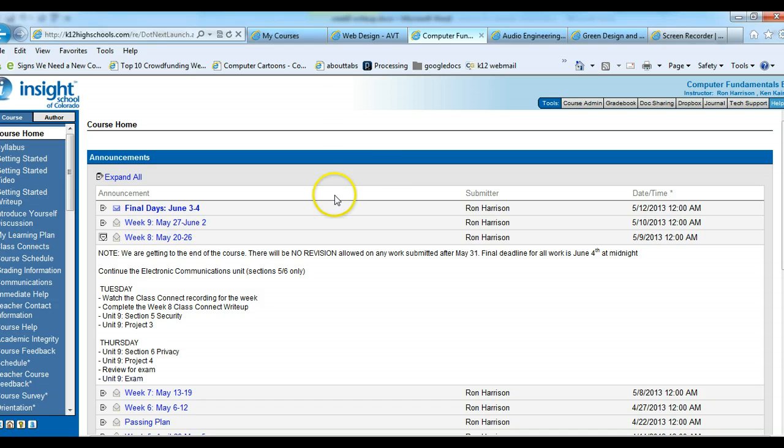Just a reminder, I'm sure you all know, we are getting to the end of the course. For me, there are no revisions for anything after May 31st. Then the final deadline for all work is June 4th. So if you turn something in on June 1st, you're not going to be able to revise it. So I can't be doing that. So get your stuff turned in early.